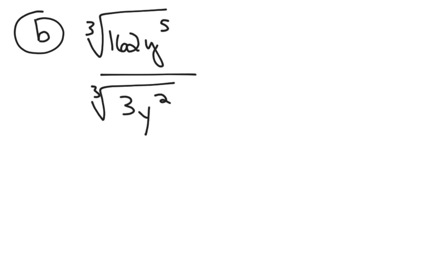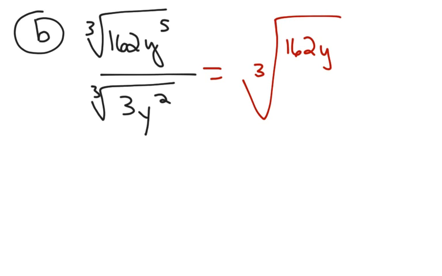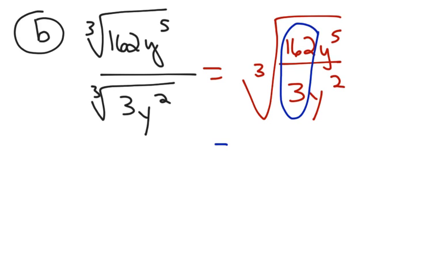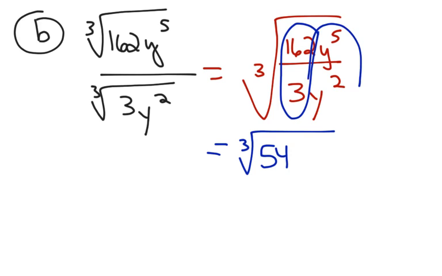Let's do that again with this problem, the cube root of 162y to the fifth over the cube root of 3y squared. I'm going to start by putting the whole entire fraction under one radical. And then I'm going to simplify because 162 divided by 3 is 54. And y squared, or y to the fifth over y squared, is y to the third. So now, 54, you can break it down using prime factorization, or you can find the largest perfect cube that divides into 54, whichever one you want.